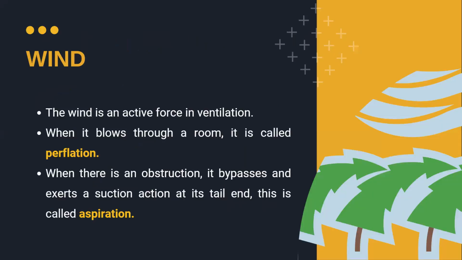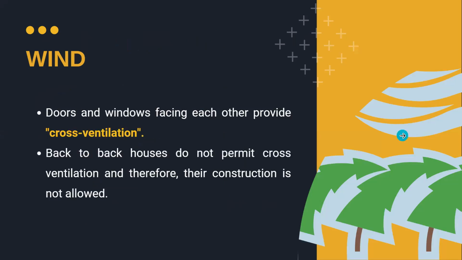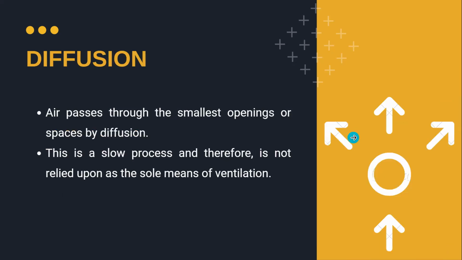Wind. The wind is an active force in ventilation. When it blows through a room, it is called perflation. When there is an obstruction, it bypasses and exerts a suction action at its tail end. This is called aspiration. Doors and windows facing each other provide cross ventilation. Back-to-back houses do not permit cross ventilation, and therefore their construction is not allowed.